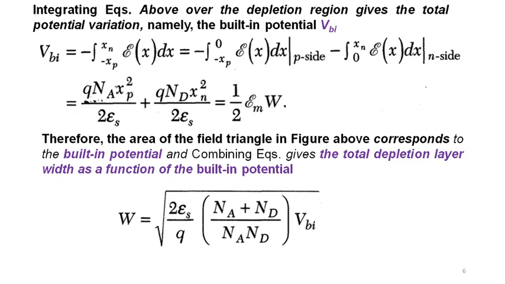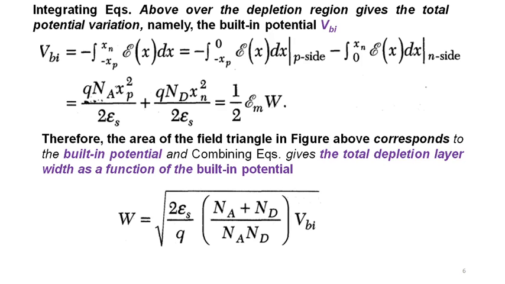This gives the last, very important equation, called the total depletion layer width as a function of built-in potential. Why is it so? In this equation, W is equal to twice epsilon s, where the permittivity of free space is a constant value, q is a constant, and the donor and acceptor concentrations have particular fixed values, so that the width is directly proportional to the square root of the built-in potential.